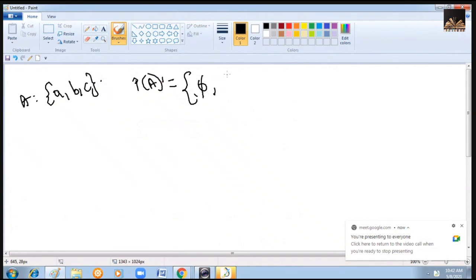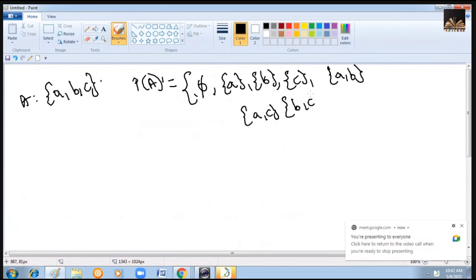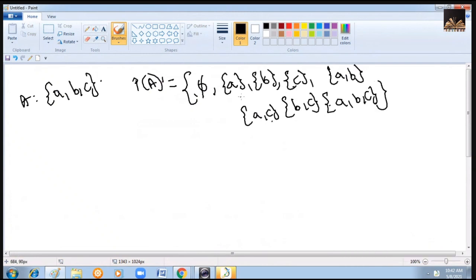They are phi, then a, b, c, then ab, ac, bc, and the last one is abc. So how many elements do you have? 1, 2, 3, 4, 5, 6, 7, 8. Therefore, you must have 8 vertices in the hash diagram.